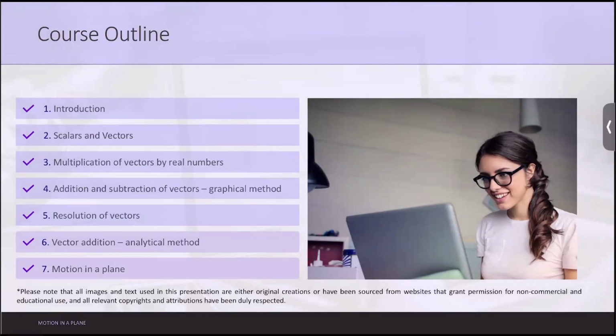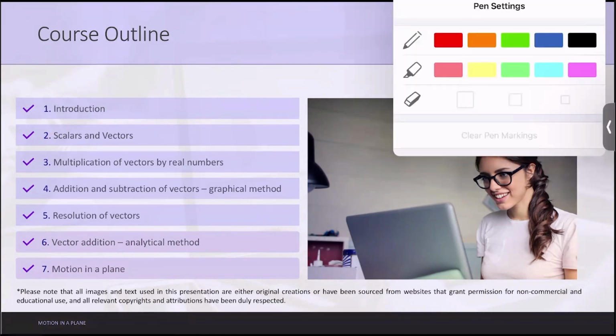Right now we are on the sixth topic, that is vector addition, the analytical method. Just a quick recap. We started with the introduction part, in which we understood what happens when we go from one dimension, that is motion in a straight line, to motion in a plane, in our case two dimensions, x and y axis. So basically we are working in the x and y plane here. That is why it is called motion in a plane. This is basically a plane which we are working upon.